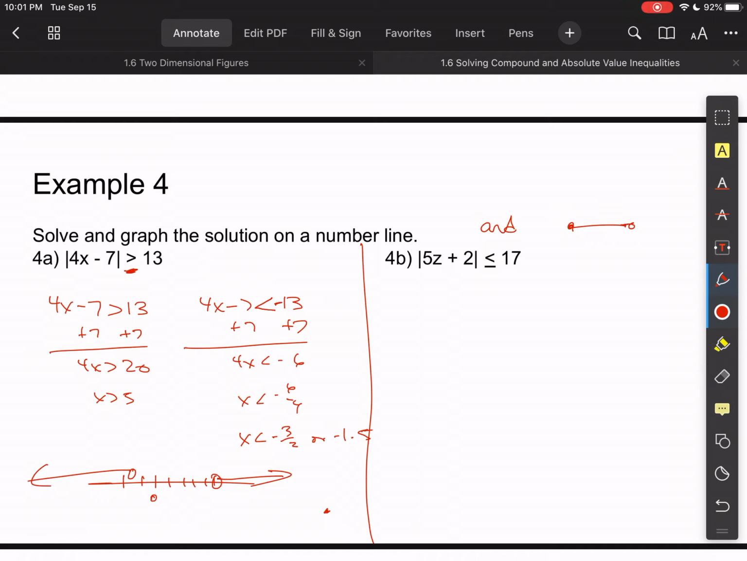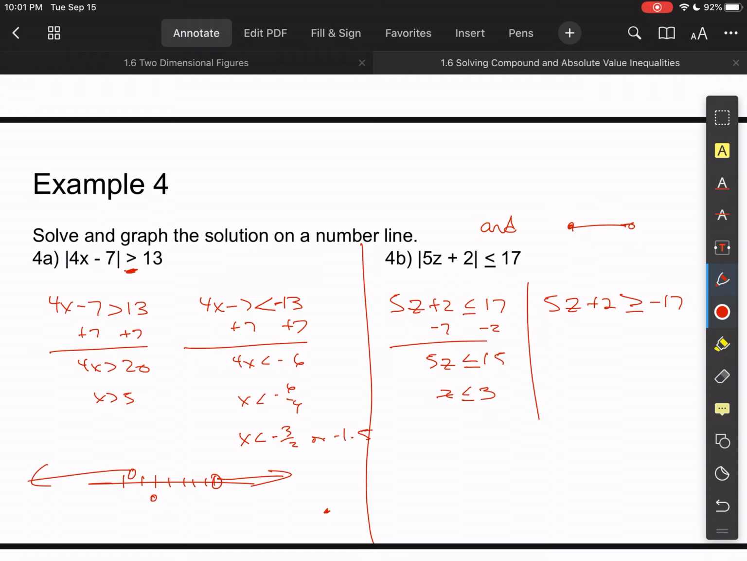Okay, so let's solve this one. So we have 5z plus 2 is less than or equal to 17. And then we also have to consider the other direction. So 5z plus 2 is greater than or equal to negative 17. Okay, so let's solve these. We're going to subtract 2 from both sides here. We have 5z is less than or equal to 15, so z is less than or equal to 3.